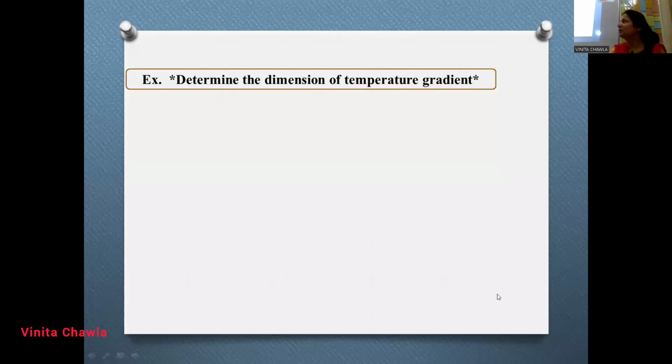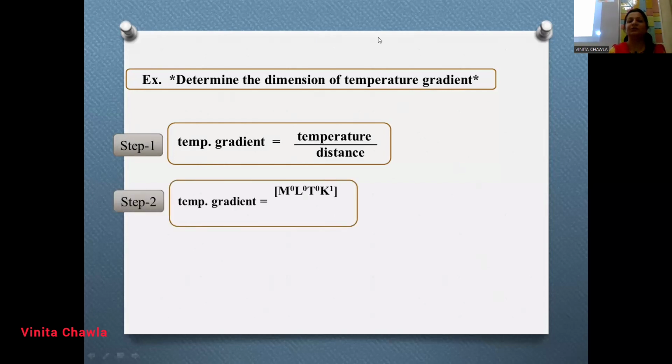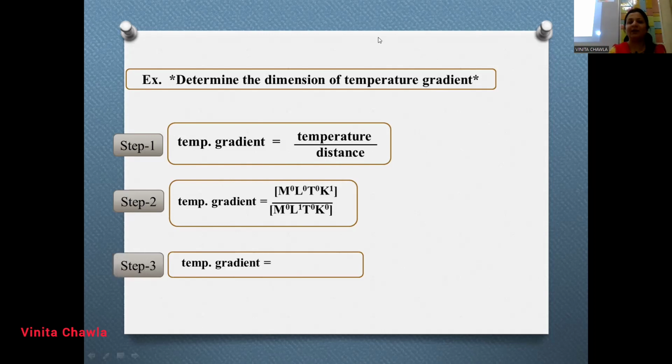Let's take another example. Find the dimension of temperature gradient. First we need to understand what temperature gradient is. Temperature gradient is temperature upon distance. If I say potential gradient, then it is potential upon distance, dV by dx. Temperature gradient is dT by dx, where x is distance. The dimension for temperature is K1, we have no M, L, and T here, and for distance it is L1. On simplification, you'll get M0, L minus 1, T0, and K1. This is how we write the dimension.